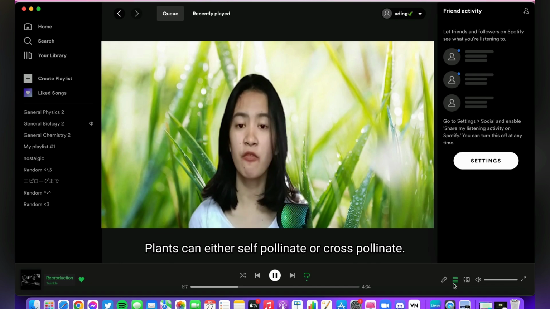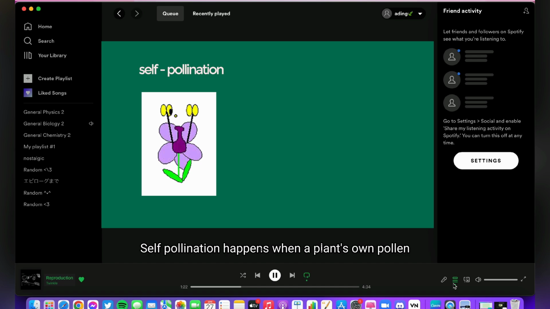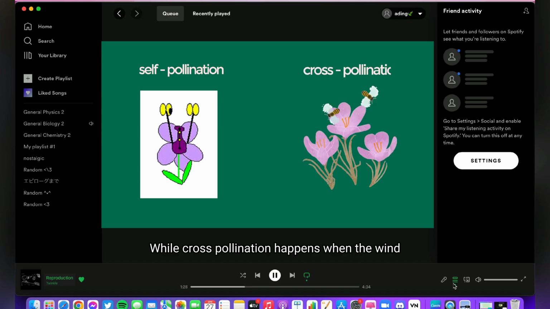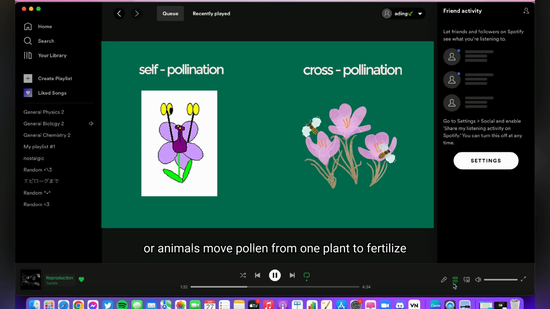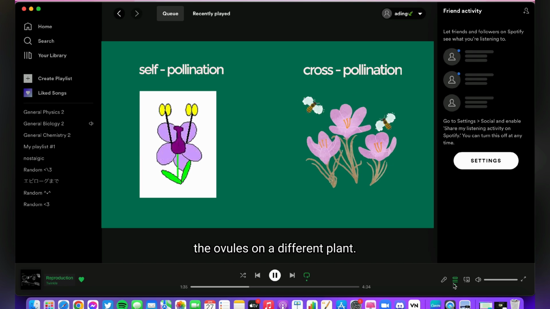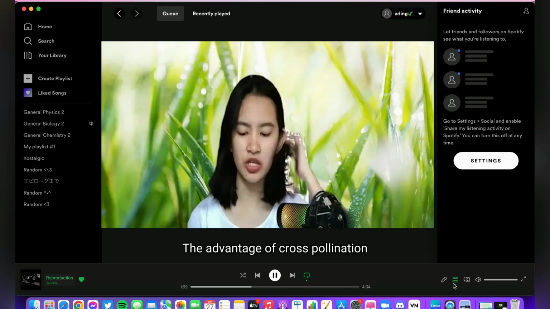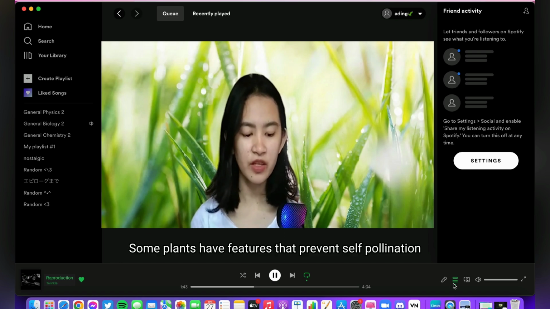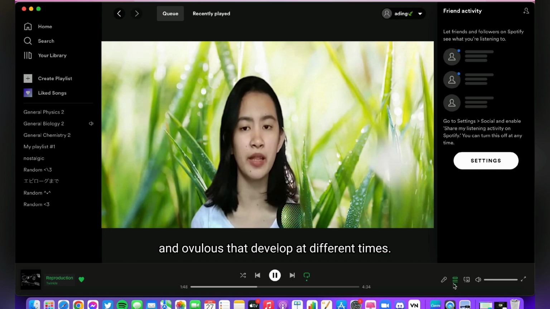Plants can either self-pollinate or cross-pollinate. Self-pollination happens when a plant's own pollen fertilizes its own ovules, while cross-pollination happens when the wind or animals move pollen from one plant to fertilize the ovules on a different plant. The advantage of cross-pollination is that it promotes genetic diversity. Some plants have features that prevent self-pollination, such as pollen and ovules that develop at different times.